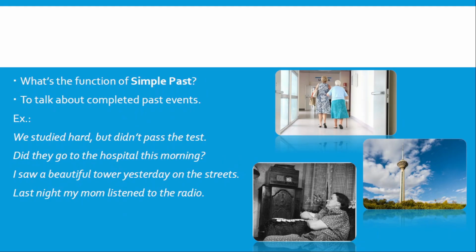The third example, I saw a beautiful tower yesterday on the street. So the verb saw is the past form of the verb see. So this is an irregular verb. It changes the form for the past. In the last example, last night my mom listened to the radio. So the verb listen is regular, so we say listened.